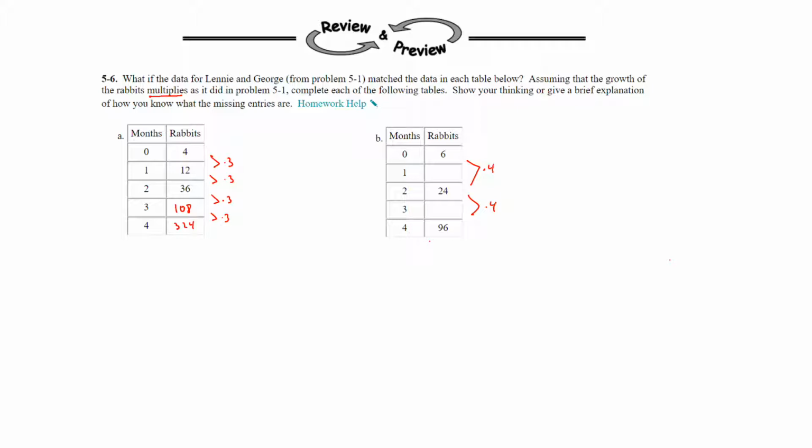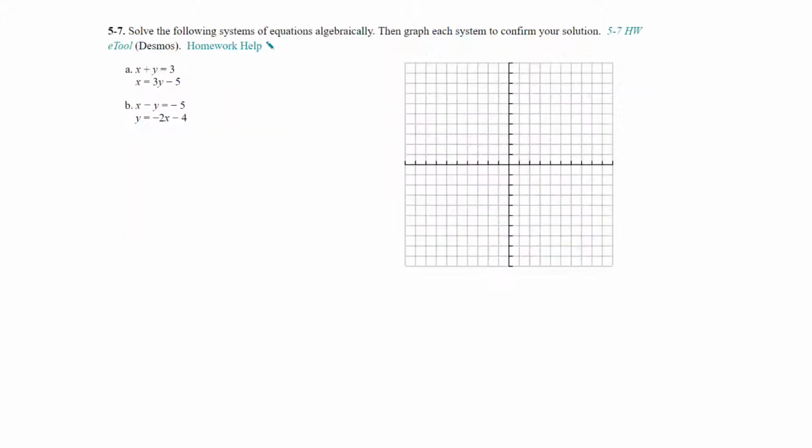So if we want to work in the middle there, what if we decide, instead of multiplying by 4 to get 2 away, we just multiply by half of that, which is 2? So 6 times 2 is 12. 12 times 2 is 24. 24 times 2 is 48. And 48 times 2 is 96. So that's how you can complete the table. Once again, we are looking for the rabbits in terms of multiplying by some constant value.